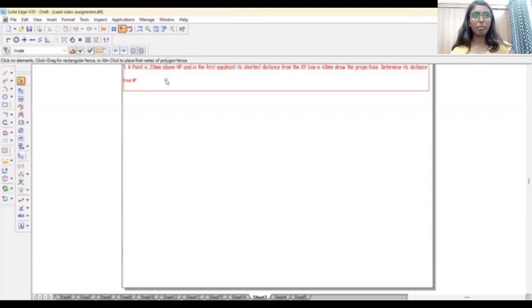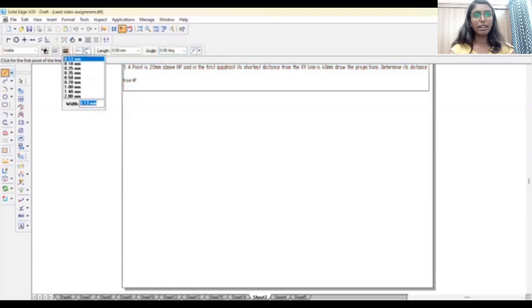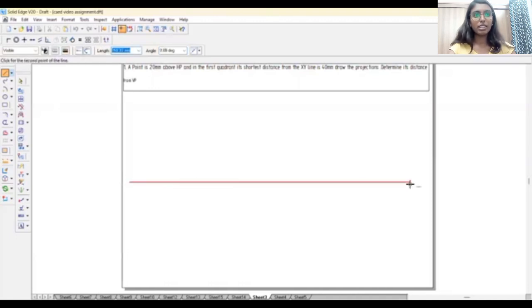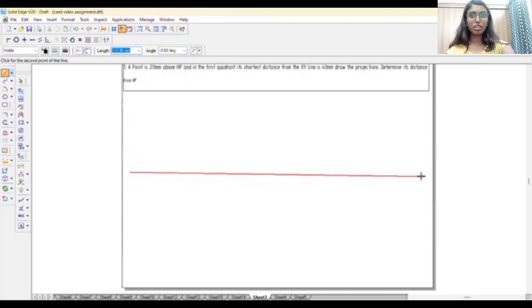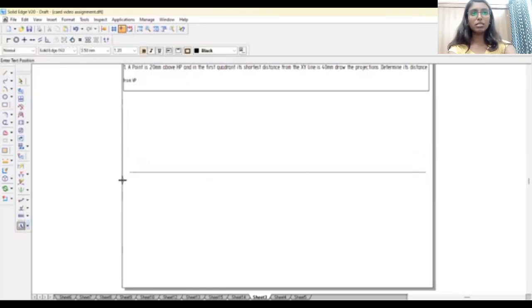A point is 20 mm above HP in the first quadrant. Its shortest distance from XY line is 40 mm. Draw the projection and determine its distance from VP. Here is the question they have given: 20 mm, which lies in the first quadrant, means positive. First go to line option. Now click XY line, thickness must be 0.3 mm, and draw an XY line.